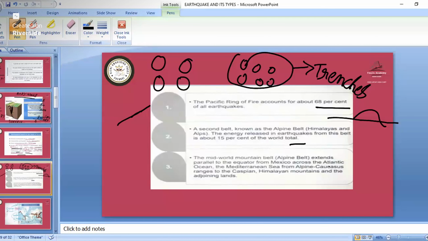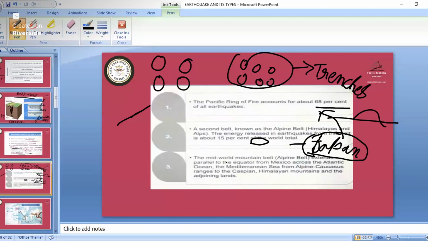Then the mid-world mountain belt: the Alpine belt extends parallel to the equator from Mexico across the Atlantic Ocean and the Mediterranean Sea. That is the Alpine and Caucasus ranges. In this Alpine belt we also get Japan. This Alpine belt is a large range type. This Japan side, why do we have a lot of earthquakes? Because it is near the Pacific Ocean. On this Pacific Ocean side, we have a lot of earthquakes, and they even happen in the ocean crust. Because of that, Japan receives lots of tsunamis, due to the earthquakes inside the water.